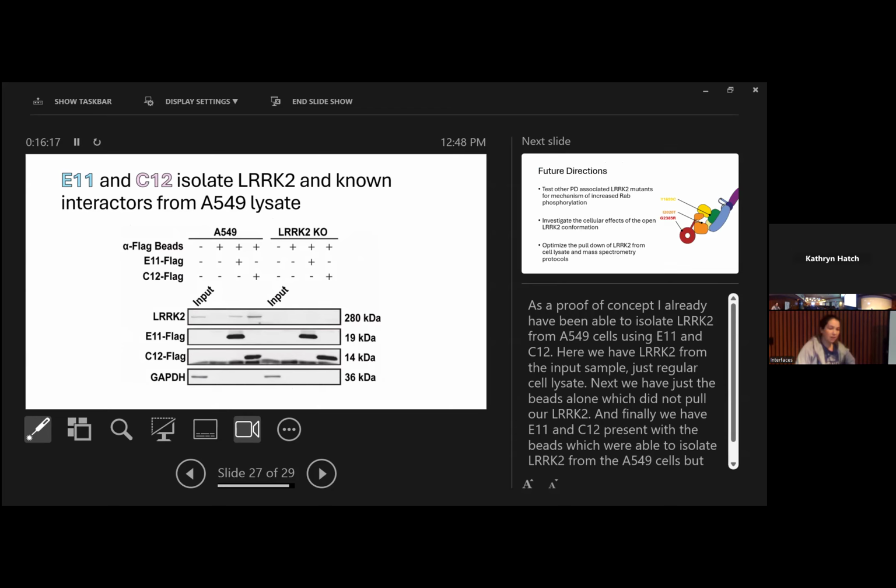As you can see, we've got our regular cell lysate, and our input has a little bit of LRRK2. But when we only isolate beads that have no DARPin on them, we don't see anything pulled down with the beads. When we have E11 present, we're able to pull down some LRRK2, and we're able to pull down even more LRRK2 with C12. And then we don't have anything come down in our LRRK2 knockouts. So, proof of concept, the DARPins are able to actually isolate LRRK2 from cell lysate.